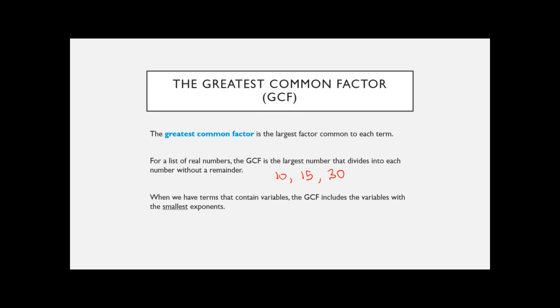When you have things with variables, your greatest common factor is the variable that has the smallest exponent. So if you have things like x squared and then x to the 5th, x squared is your greatest common factor because that exponent is smaller. Out of 2 and 5, 2 is a smaller exponent.